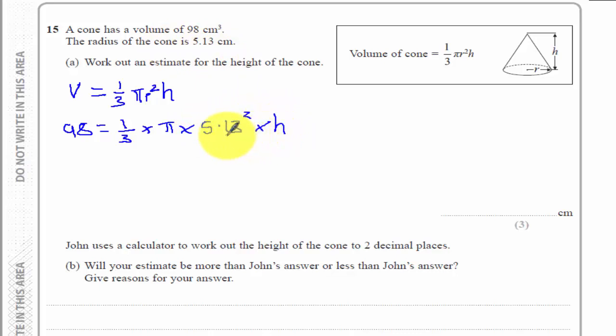Now obviously this paper is non-calculator, which is why we have to work out an estimate. We don't have to do these sums exactly. We have to round them to a sensible level. Now I'm going to want the h on its own. So I'm going to divide by everything on the right hand side of the equation that's not h. So I'm going to have 98 over a third times pi times 5.13 squared is equal to h. This picks me up a mark.